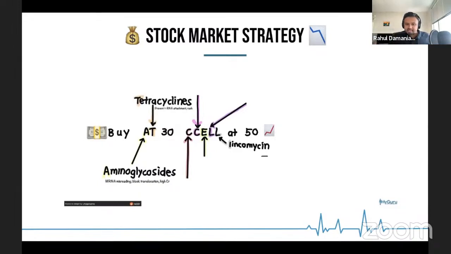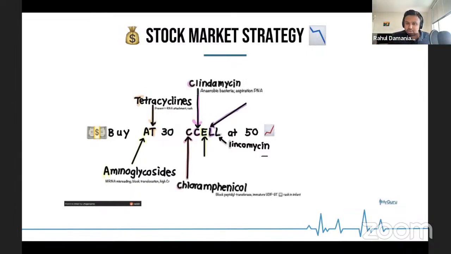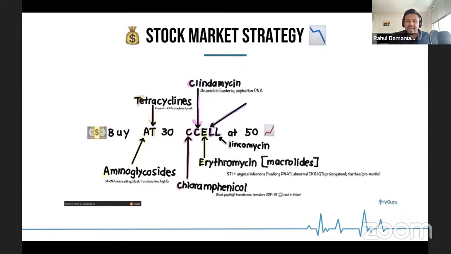What are your 50S inhibitors? Think of the mnemonic CELL. Chloramphenicol, clindamycin, which is good for anaerobic bacteria, erythromycin, which is a macrolide, L for linezolid, and lincomycin as well. So buy at 30, sell at 50. I hope you enjoyed this mnemonic.